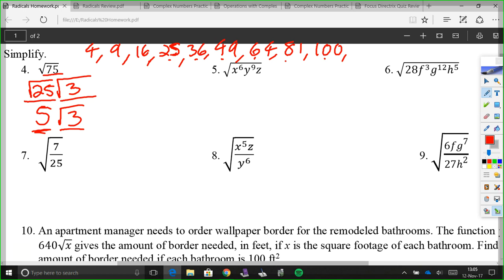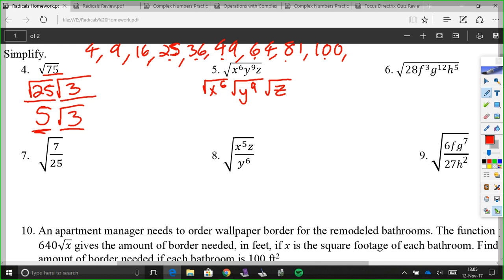Alright, so if I wanted to move on to number 5, I've got variables, and that's okay. Sometimes, in some people's opinions, a little easier. Since I see 3 variables, x, y, and z, the first thing I want to do is separate them all apart: the square root of x to the 6th power, the square root of y to the 9th power, and then the square root of z. And I'm going to simplify these one at a time, basically treating it as 3 different problems.